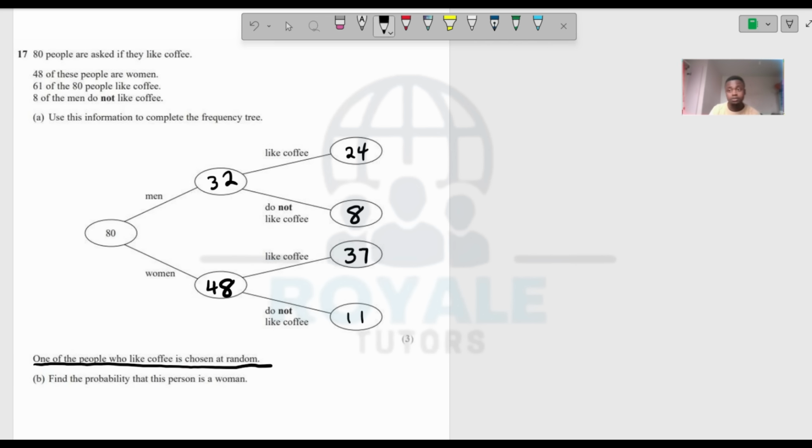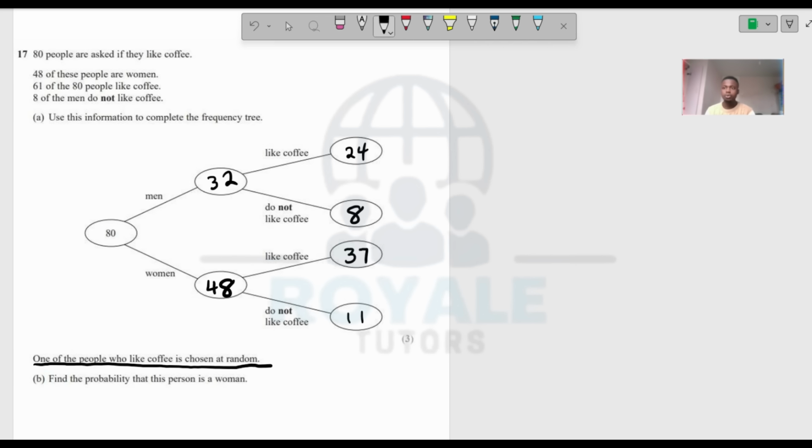This is the most important part of the question, not even the probability you are looking for. The basis on which you are finding the probability is the most important. They will define it. Are they picking from the number of people who like coffee? Are they picking from the total number of people? This one says one of the people who like coffee is chosen at random, not one of the 80 people. Please take note. This is not one of the 80 people, just one of the people who like coffee. One of them is chosen at random.